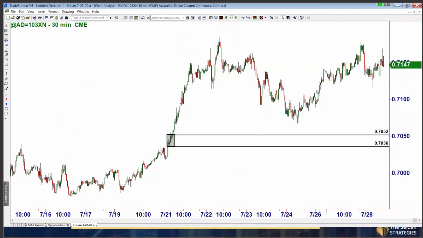Now, remember, there's supply and demand everywhere. Every time you get a print on the screen, it's because there was supply and demand that made that happen. So when we say supply is here, demand is there, there's supply and demand everywhere. What we're really looking for are the significant supply and demand imbalances. Okay, that's what's key. And here we have two on top of each other, starting at 70.52, going down to 70.36.